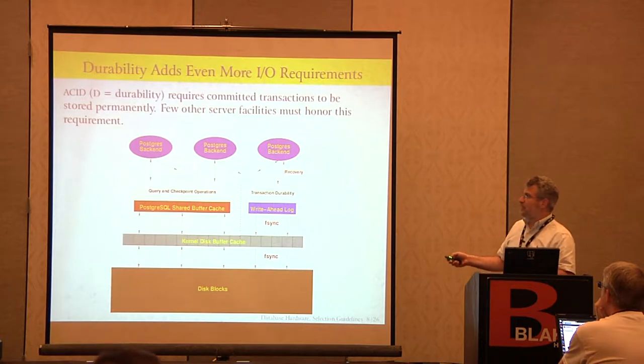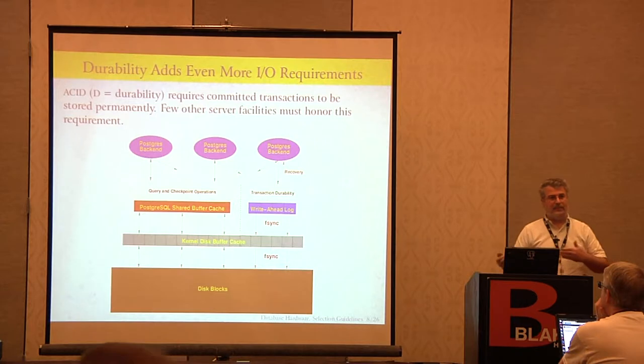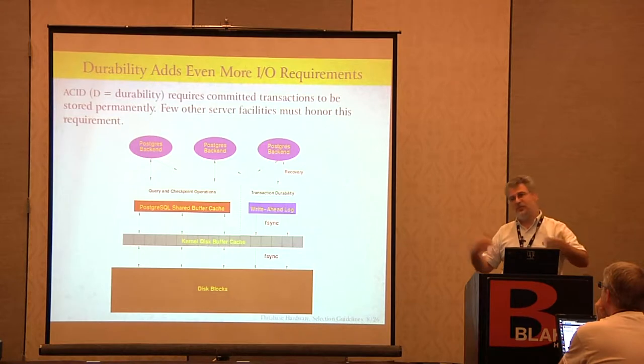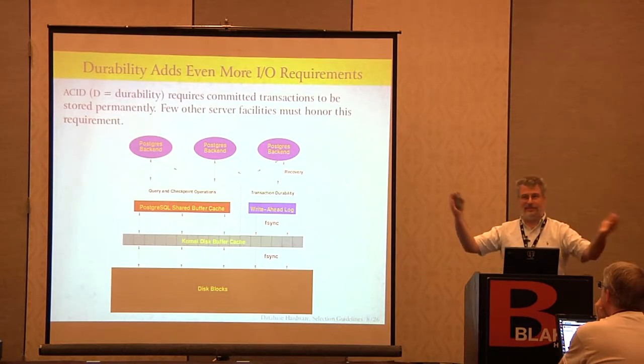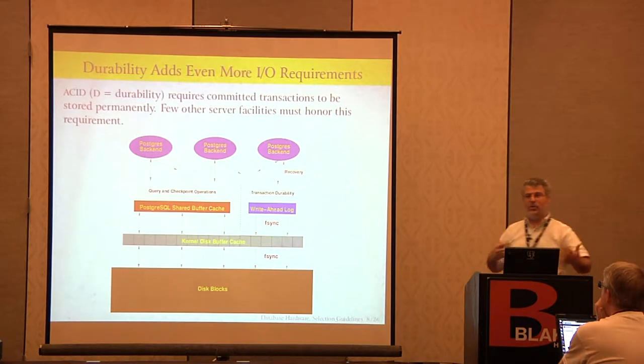Normally, what happens is you've got three Postgres sessions running here, and they're just reading and writing to this shared buffer cache. So anything you need to read or write is going to happen in that shared buffer cache. We can't use the local memory in these sessions, because if you change something in your local memory, nobody else can see it, right? So we've got to use this shared memory area to do all of our reading and writing, okay?